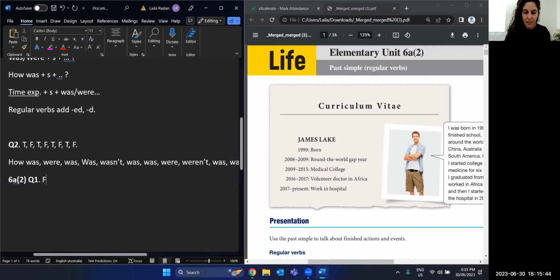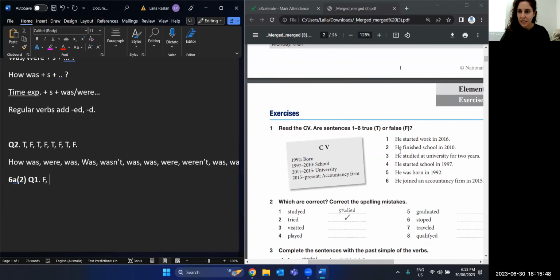So false. Did he finish school in 2010? Yeah, true. Did he study at university for 2 years? No, false. He studied for 4 years, I think.